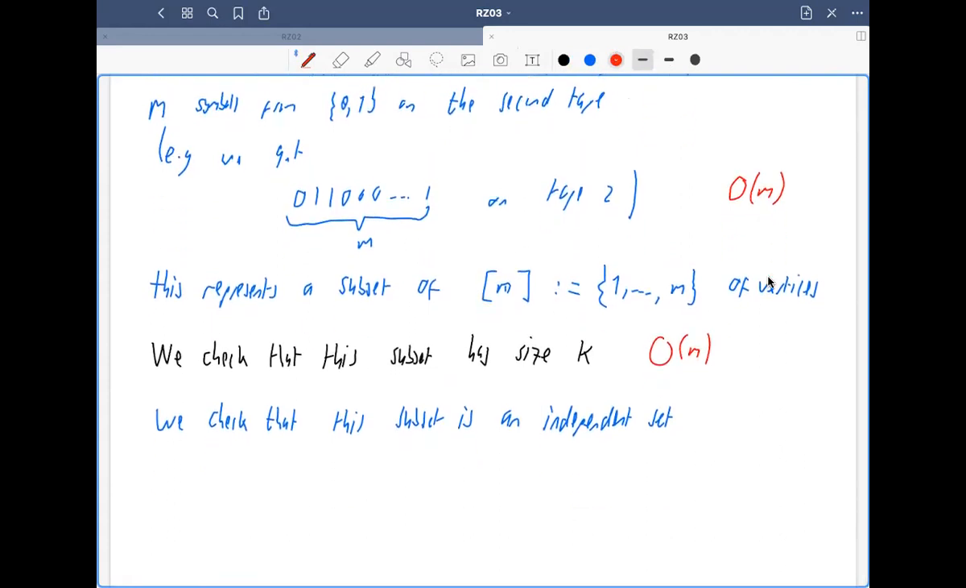Then checking that it's an independent set. Well, to do that, we need to go through all pairs of positions, so every pair of vertices in the set. We need to check that for every such pair of vertices, there is no edge between them. We need to look at the relevant place in the table for the array. So going through pairs of elements in an m element sequence, that takes O of m squared. This is like a double for loop.